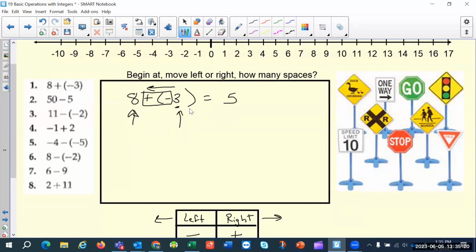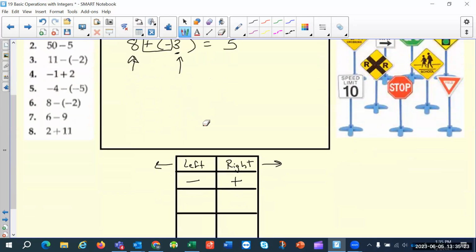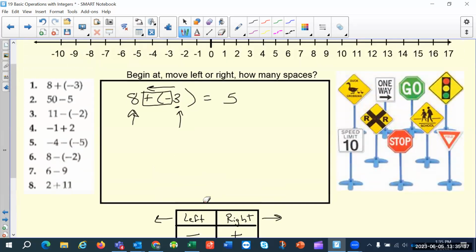So that's our second box that we're going to fill in down here for left. If you add a negative, you go to the left. So that's a sign that tells you go left. Minus, adding a negative, adding a minus also goes to the left. Let's take a look at the other way.